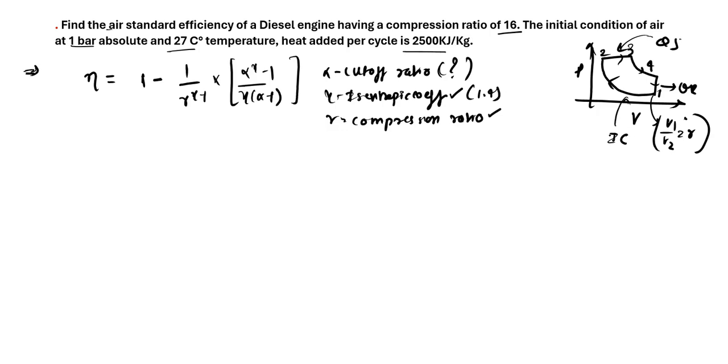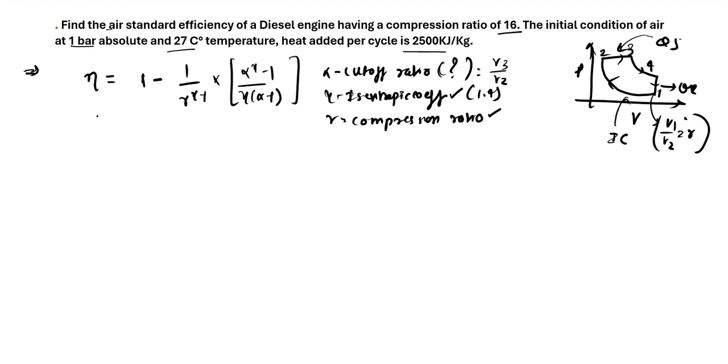The compression ratio is V1 divided by V2. And we also have the temperature and the pressure at point 1 given. We need to find the cutoff ratio, which is the volume after the combustion divided by the volume before the combustion. In our case, it will be V3 by V2, because process 2 to 3 is where the combustion takes place, and it is a constant pressure combustion process.